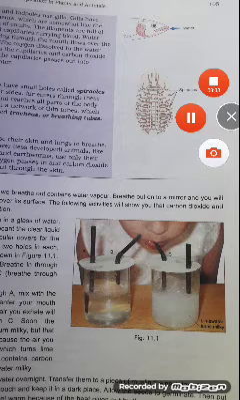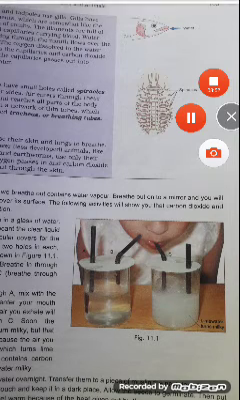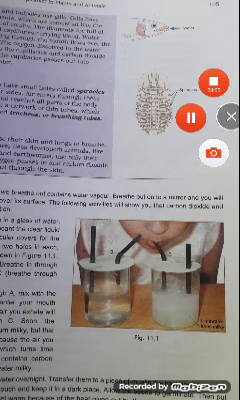Next that we can discuss is spiracles. Insects have small holes called spiracles on their sides. Air enters through these holes and reaches all parts of the body through a network of thin tubes which are called trachea or breathing tubes.